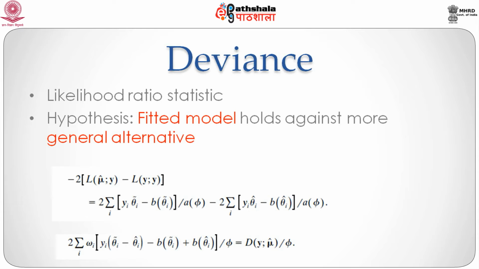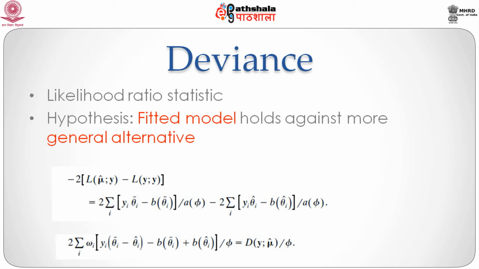Note that for the one parameter exponential family, the deviance can be simplified as minus 2 times L of mu hat, y minus L of y, which is equal to twice the summation over i of yi theta i tilde minus b of theta i tilde, divided by a of phi, minus twice the summation over i of yi theta i hat minus b of theta i hat, divided by a of phi. Here theta i hat refers to my fitted model and theta i tilde refers to the corresponding theta estimate from the saturated model.